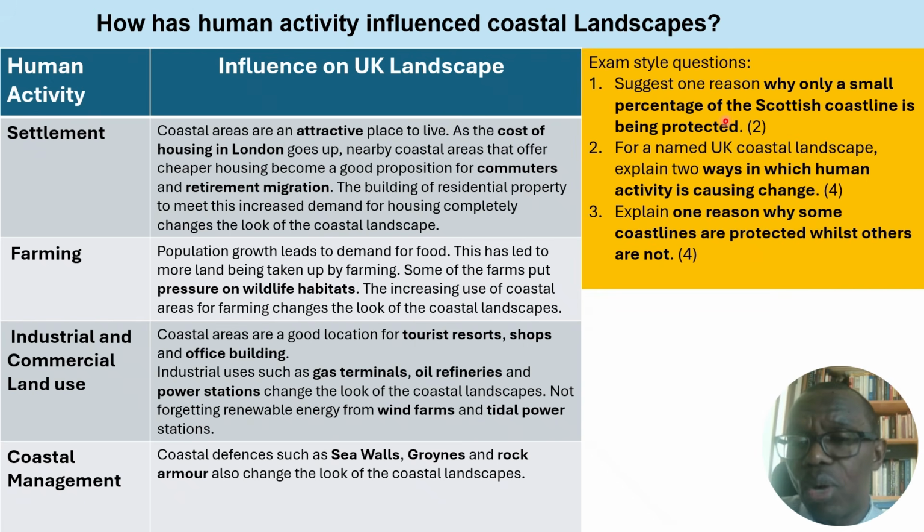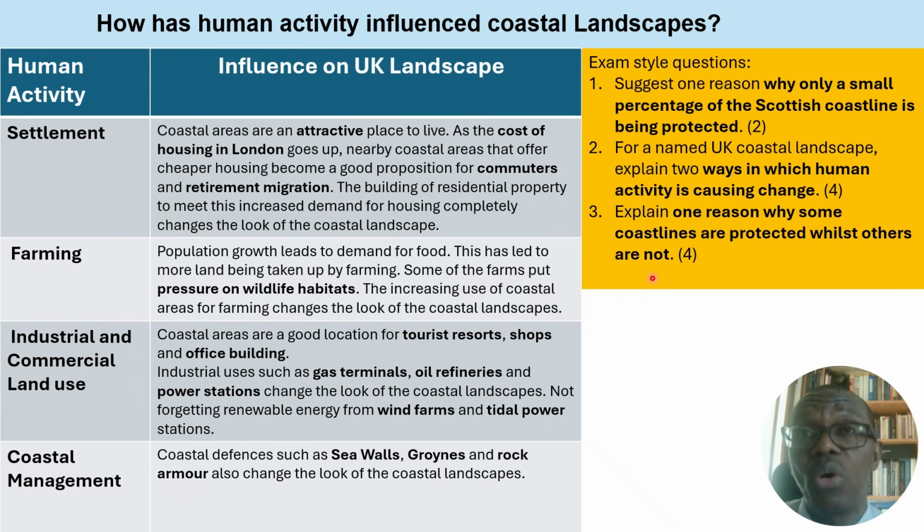And then the second question here is saying for a named UK coastal landscape, explain two ways in which human activity is causing change. So you can talk about either one of these and explain how it's causing change in the coastal landscape. Then 3, explain one reason why some coastlines are protected whilst others are not. So again, here we are talking about cost-benefit analysis.